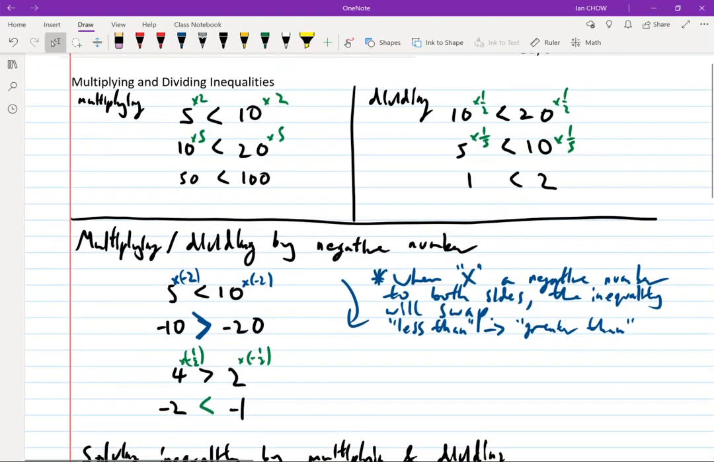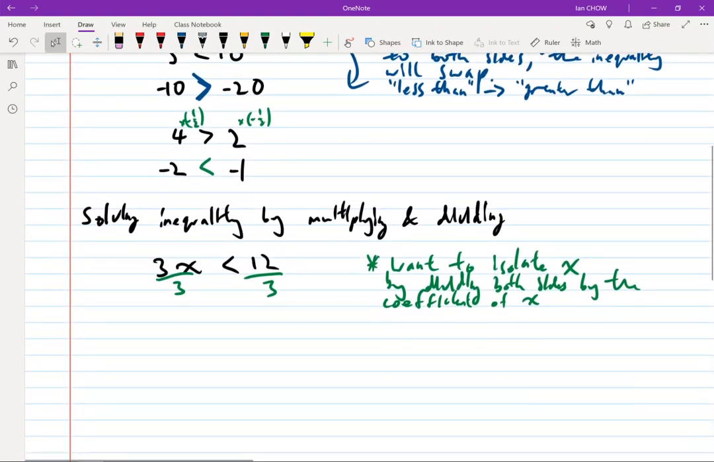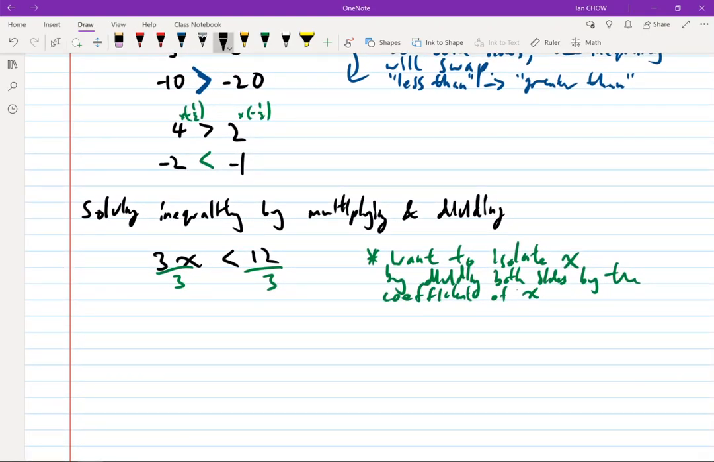If it's less than, it will stay less than. And so what happens here is that 3 divided by 3, we will have just x over here. 12 divided by 3, our inequality stays the same. And 12 divided by 3 is 4. And so now we have x is less than 4.